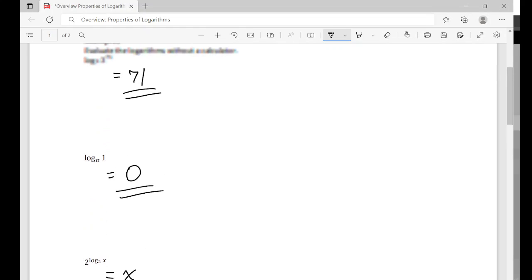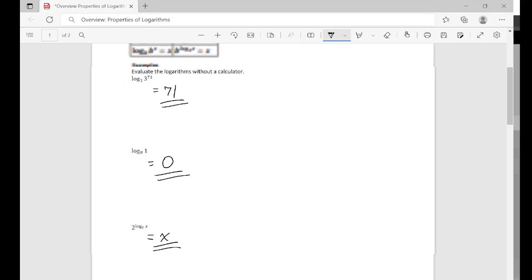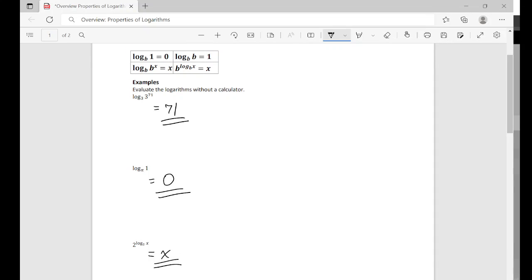And so that's how some of the properties of log work with these kinds of examples. They all follow the same steps. If they fit in here, just do what it says.